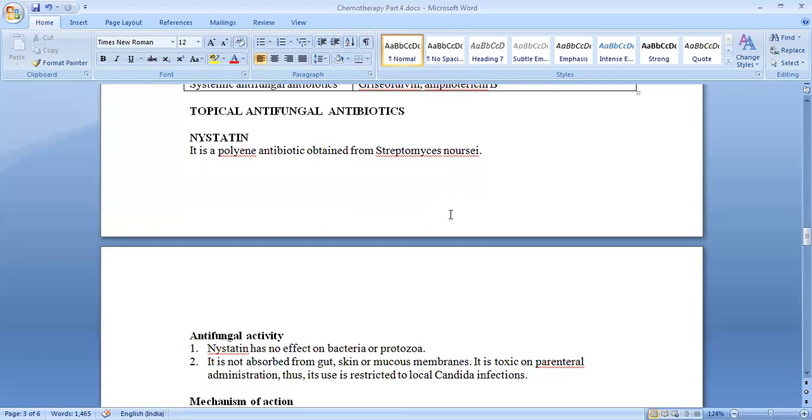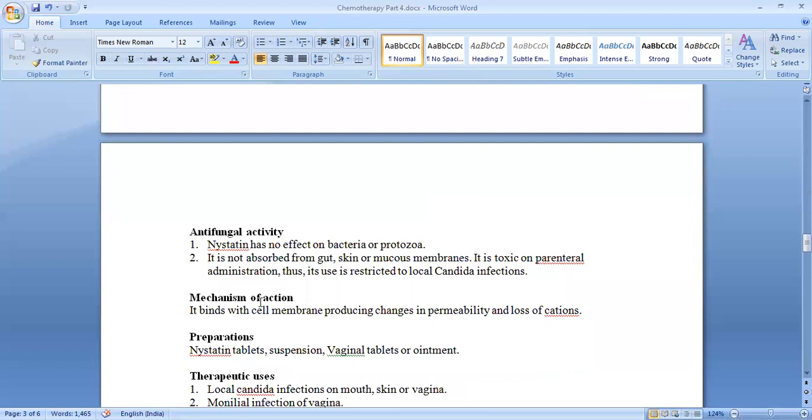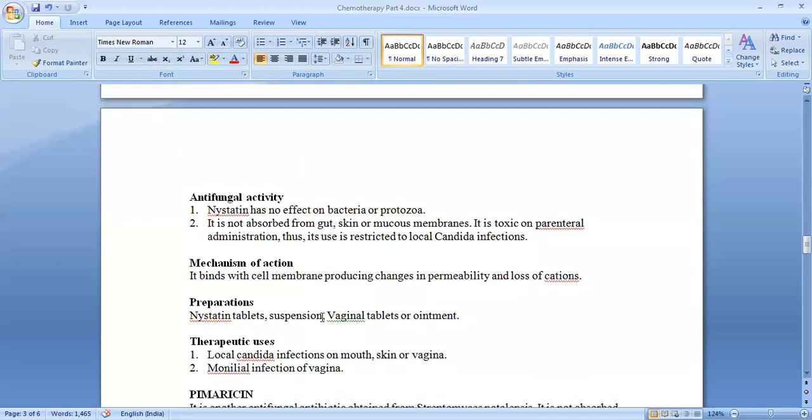If you try to give it parenterally, it will have toxic effects, and it is not going to get absorbed from the gut, meaning the intestine. Generally, in areas of the skin where there is a localized candida infection, we make use of nystatin. It binds with the cell membrane of the fungal organism, because of which the permeability of that membrane changes. The fungal organism starts losing cations, which disturbs the acid base balance, and because of that the fungus will die.